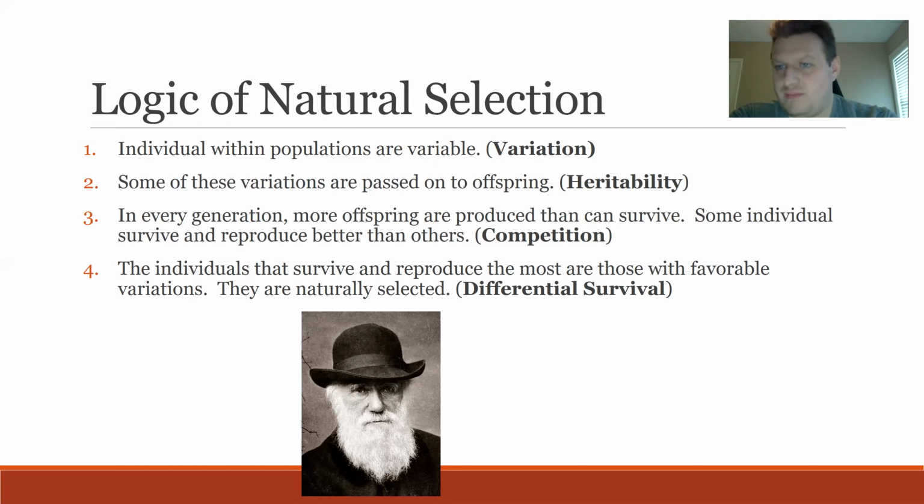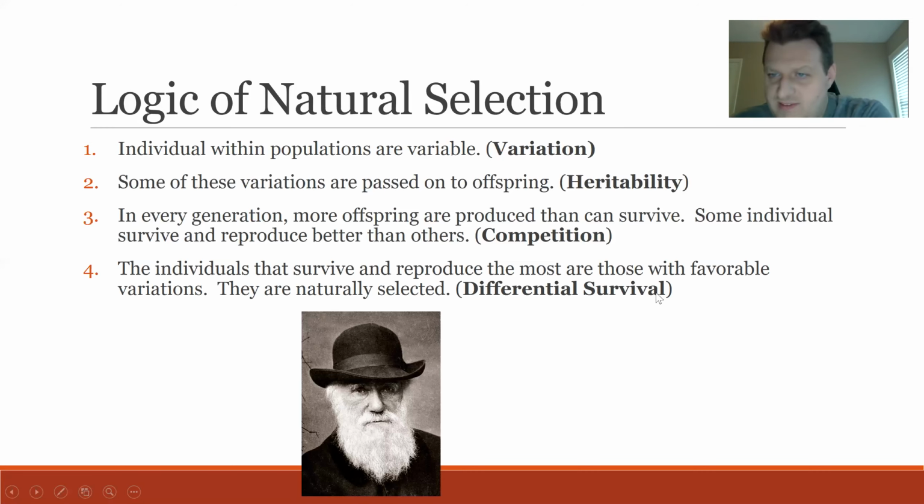Stronger deer are maybe more likely to survive. Faster deer are more likely to survive. Some of these variations are more likely to lead to successful reproduction and successful survival.